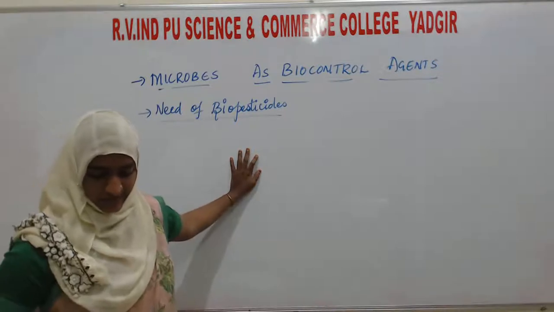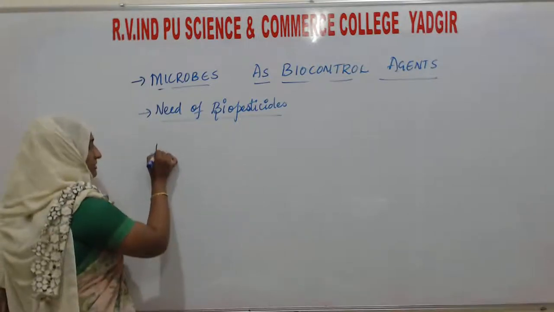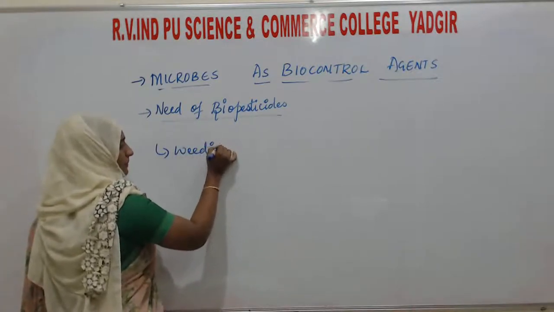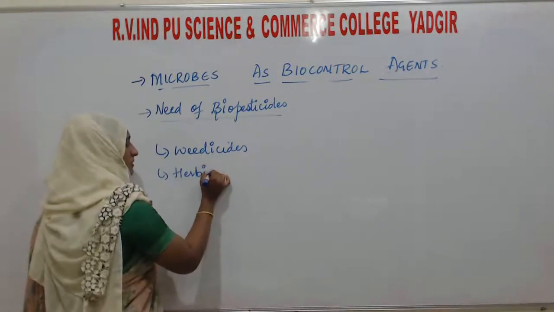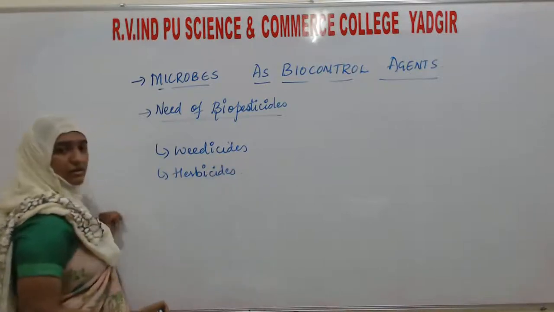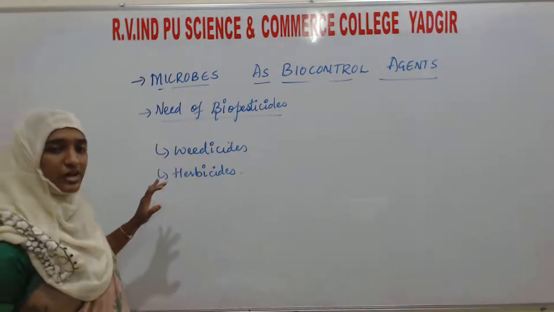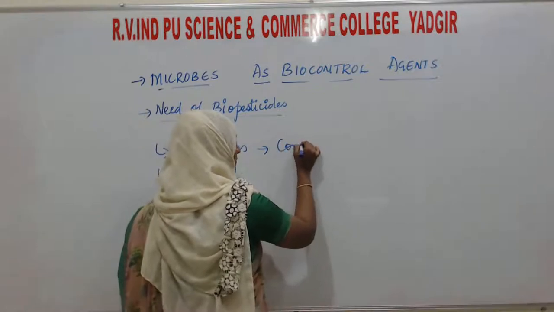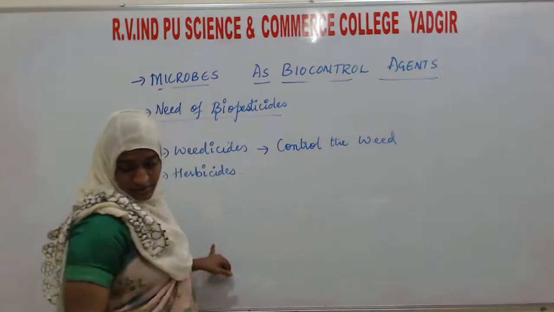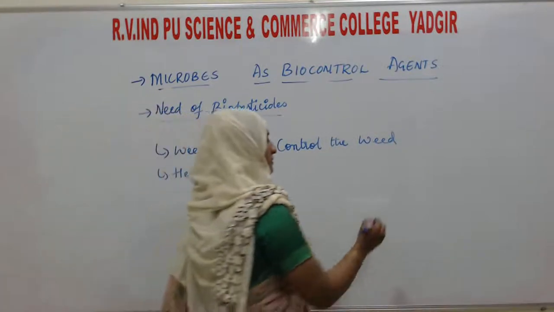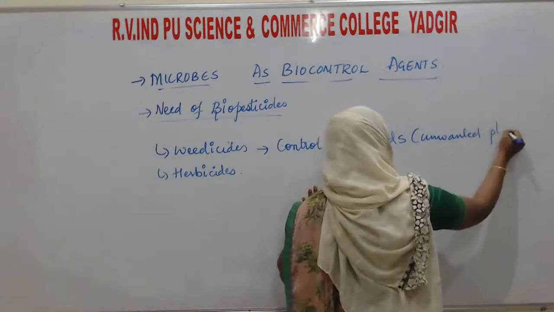So these chemical pesticides are divided into two categories. What are they? That is the weedicide and one more, that is herbicides. Weedicide means which is used to control the weeds. Weeds means what? That is unwanted plants. Why don't we want those unwanted plants?